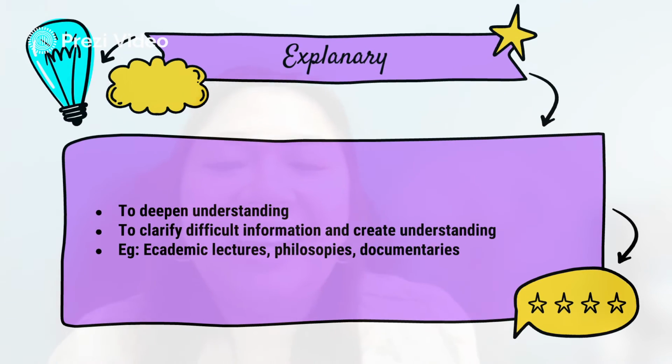Okay, the next one is explanatory. You have informatory, now you have explanatory. I believe that you know explanatory comes from the word explain. Just now you inform, now you explain. All right. It is not enough for you to only inform your audience. It is good to always explain what you inform. The reason why is because you should give more understanding to your audience. They should know more, and you are to clarify difficult information and create understanding.